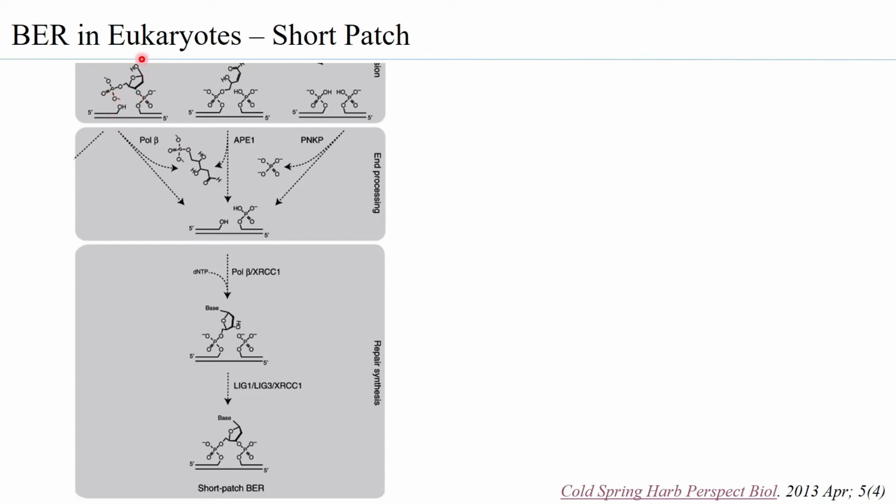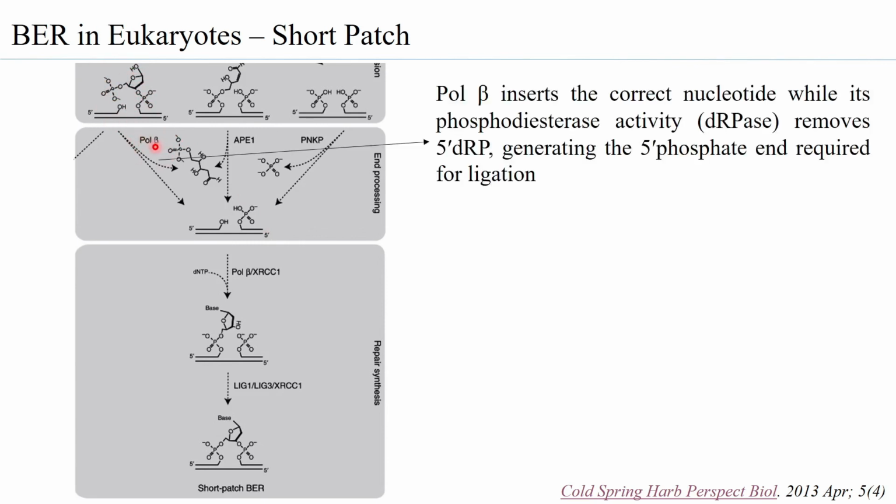So in case of the APE1 mediated cleavage of the sugar phosphate, you will find that Pol beta has inherently, other than its polymerase activity, what is called a phosphodiesterase activity. Because of the presence of the phosphodiesterase activity, it can remove the 5' deoxyribose phosphate. So you can see this entire part is going to be removed, okay? And because this entire part is removed, what remains is the 3' OH and the 5' phosphate over here.